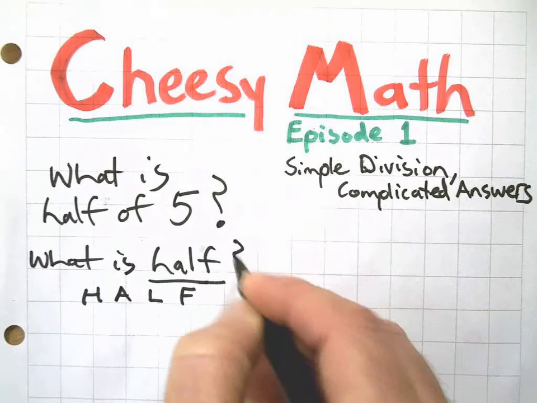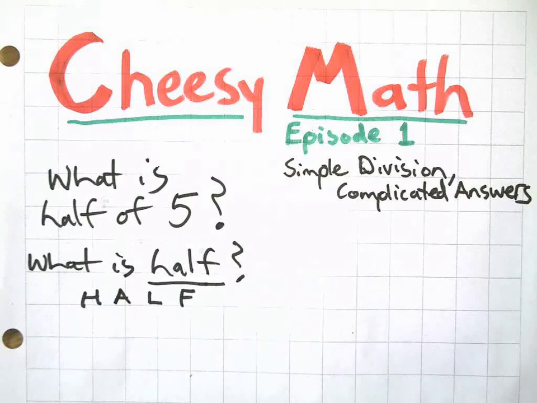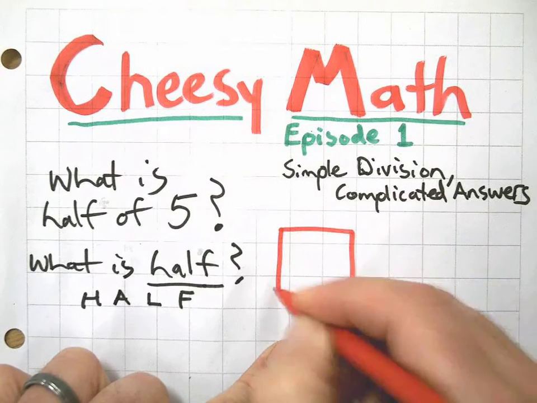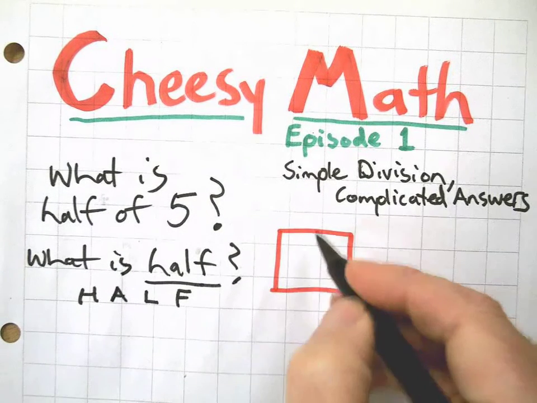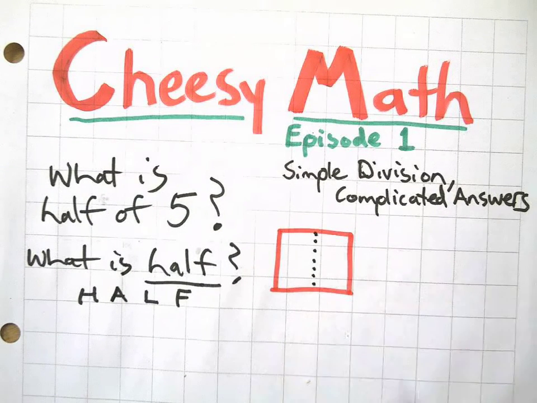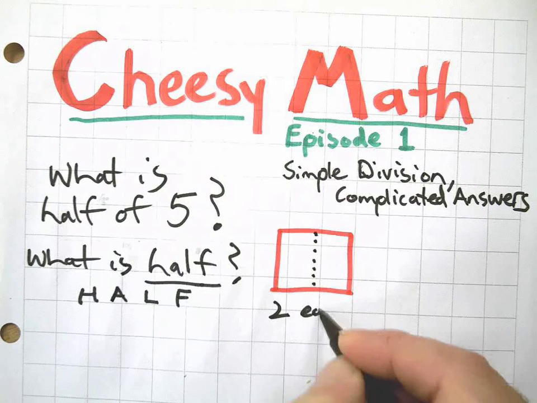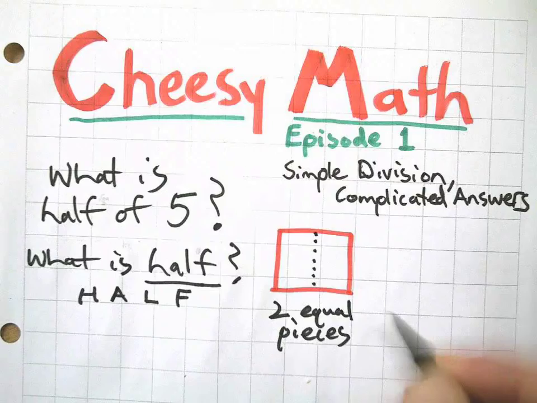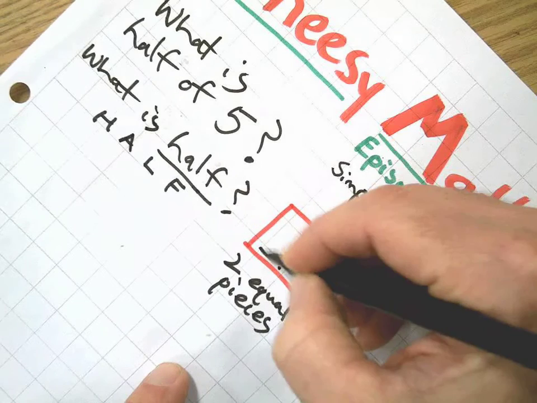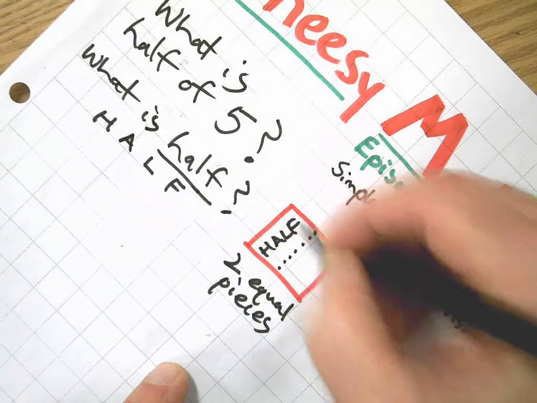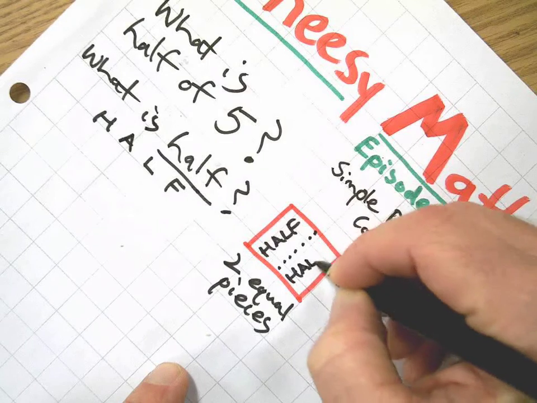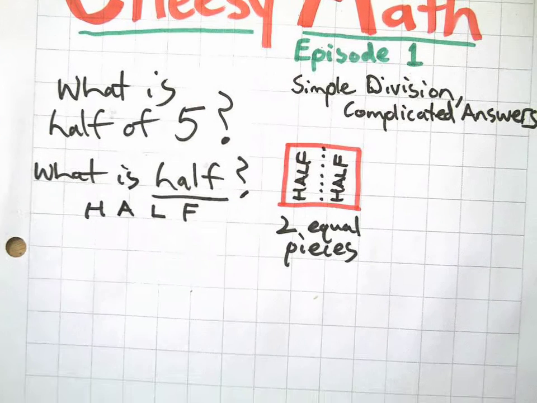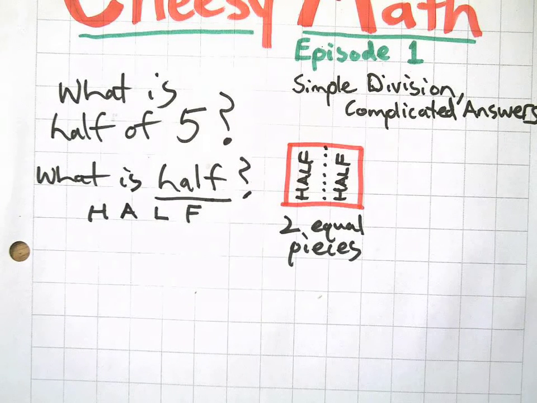H-A-L-F. Half. Well, half means if I have something, I'm going to put it into 2 equal pieces. I'm going to cut it into 2 equal pieces. And then each one of those pieces is called half of that thing, whatever it is. Maybe it's a pizza, maybe it's a piece of bread, maybe it's something that's not food.